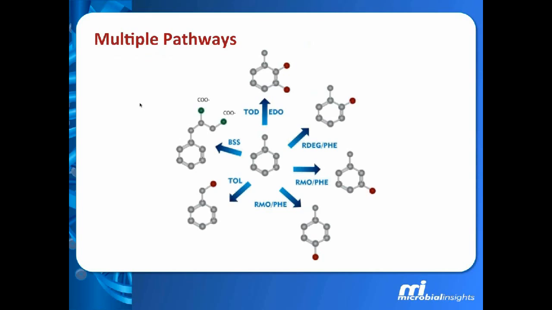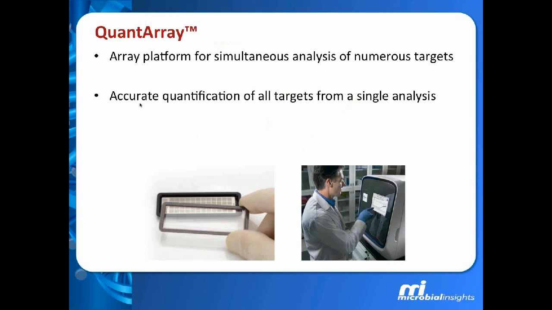So in total, there are 6 known pathways for just biodegradation of toluene, 5 aerobic, 1 anaerobic. All, several, or none may be contributing to toluene biodegradation. So how do we choose the appropriate targets if we can only do a few qPCR assays? Well, the short answer is now that we have this new technology, we won't have to do that. QuantArray is a platform that can be used to target numerous pathways all in one analysis. It gives us the same accurate quantification as qPCR.